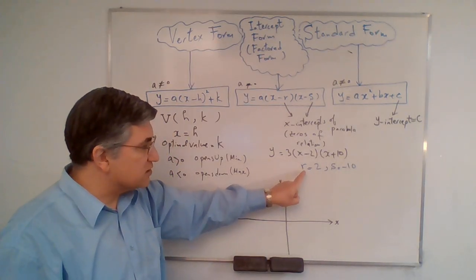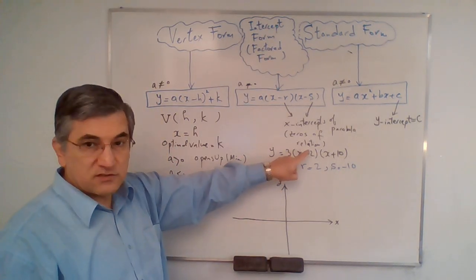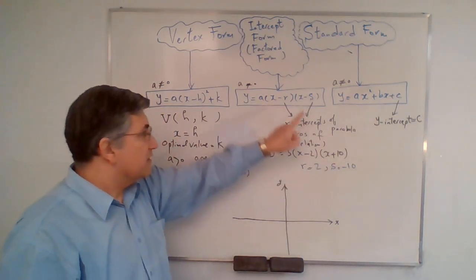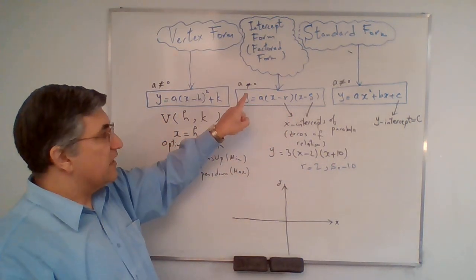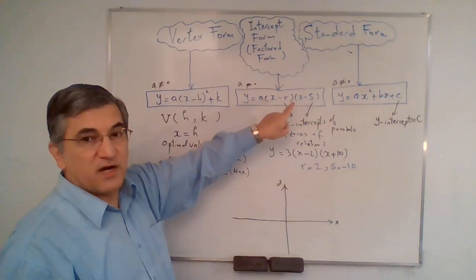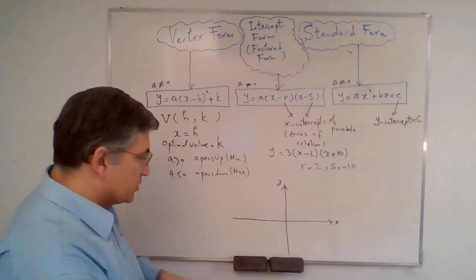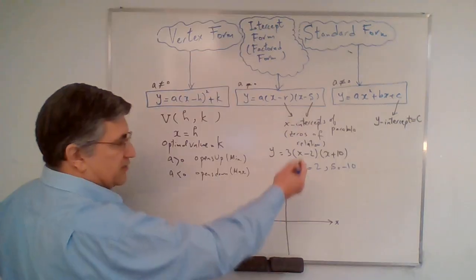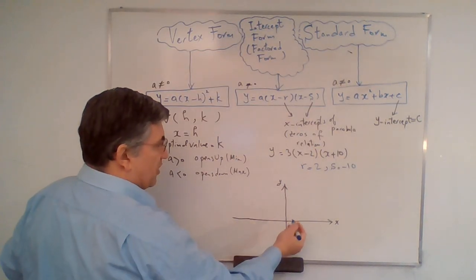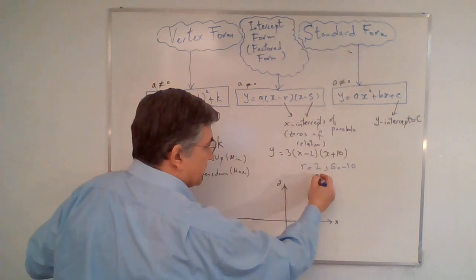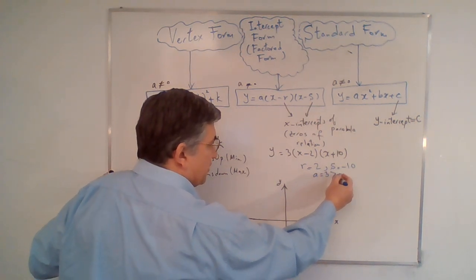So r is positive 2, but I have x minus 2 there. s is negative 10, but I have x plus 10, because the formula is always in the form of x minus r times x minus s, where r and s are the x-intercepts. So if I just want to quickly plot this parabola, I know that it's going to be opening upwards because the value of a is 3, and that is positive.